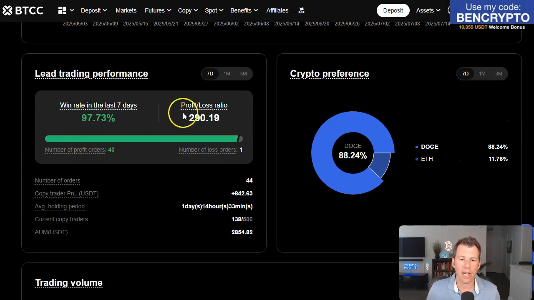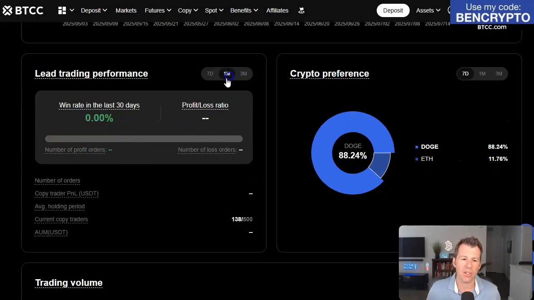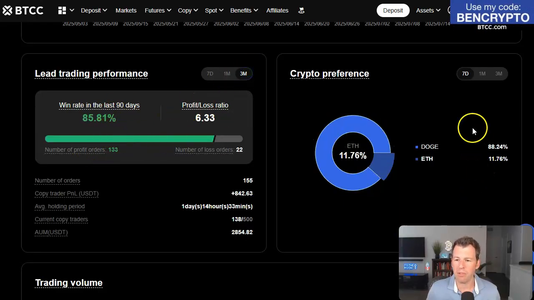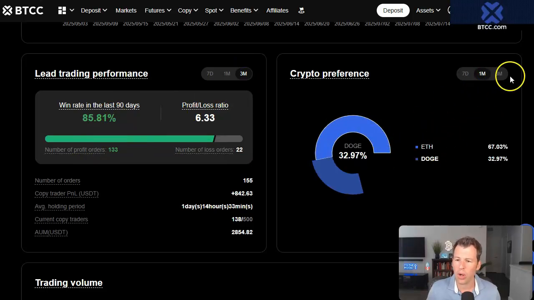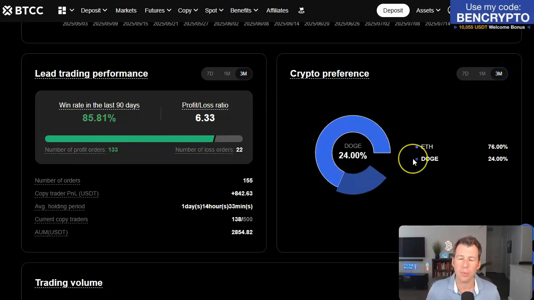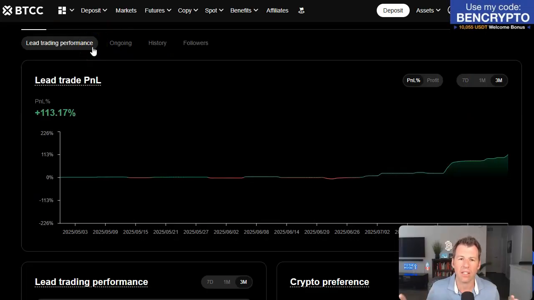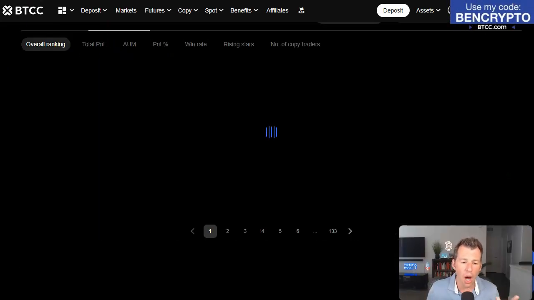He's pretty good, with a 97% win rate in the last week, 89% in the month, 85% in the last 3 months. But look at this. He's only trading 2 coins, Ethereum and Doge. And Ethereum has been the hottest coin in all of crypto, Dogecoin too. So of course, in the last month, he's going to have a lot of these gains. So that's just not a diversified portfolio enough for my liking.